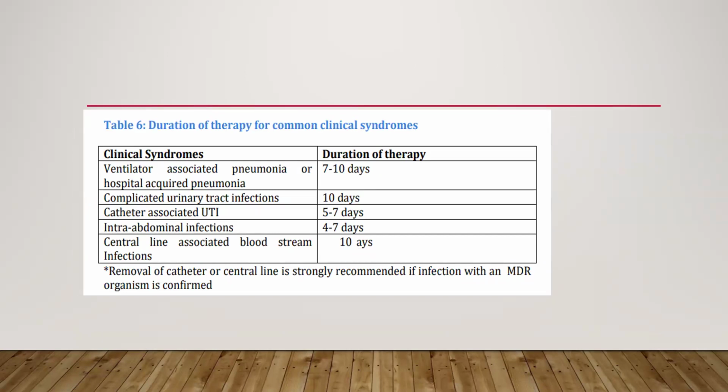Then duration of therapy: if it is ventilator-associated pneumonia, then 7 to 10 days. Complicated UTI, 10 days. Then catheter-associated UTI, 5 to 7 days. Intra-abdominal infection, 4 to 7 days. Central line-associated bloodstream infection, 10 days.